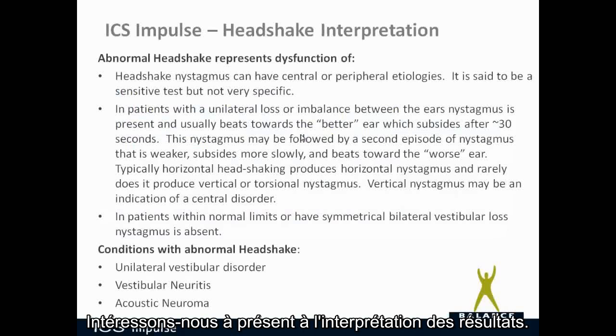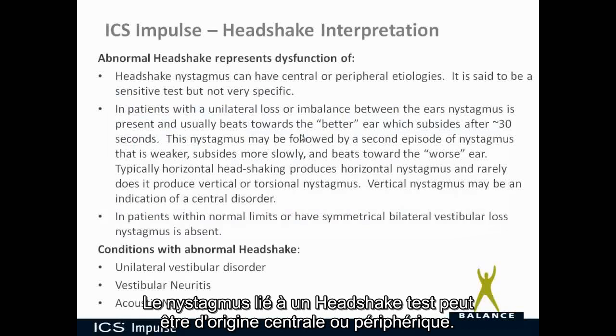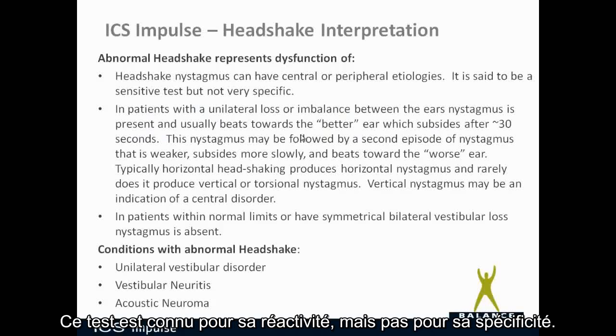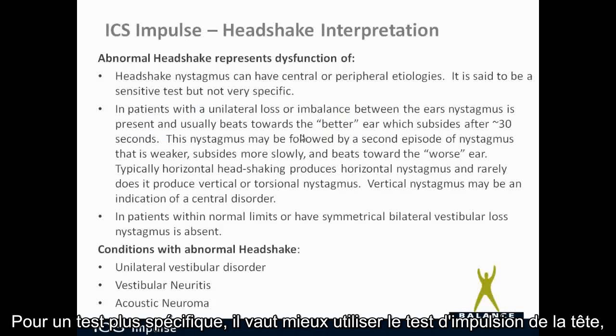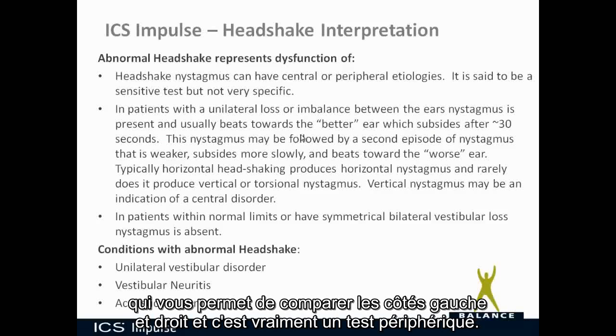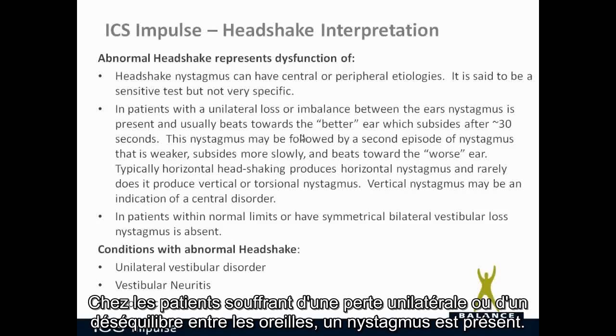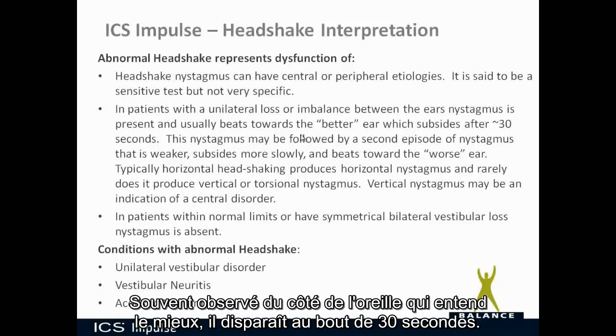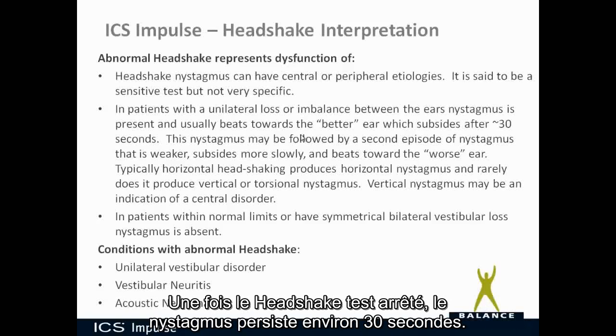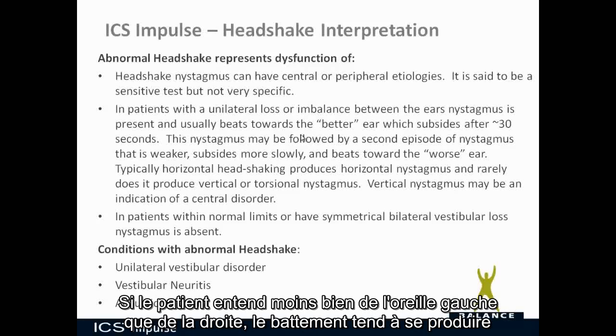Now let's talk about head shake interpretation. So head shake nystagmus can have central or peripheral etiologies. It is said to be sensitive, but it's not said to be a very specific test. If you want a more specific test, then you should be doing the head impulse test, because that's really going to tell you right side versus left side, and that is truly a peripheral test. In patients with a unilateral loss or imbalance between the ears, nystagmus is present and usually beats towards the better ear, which subsides after about 30 seconds. So once you stop the head, the nystagmus would run about 30 seconds.